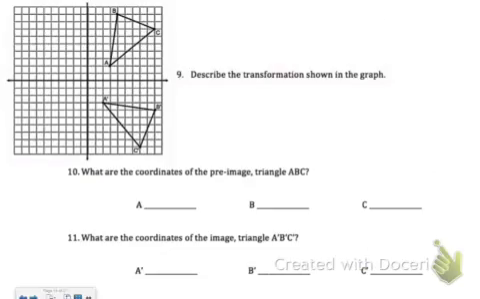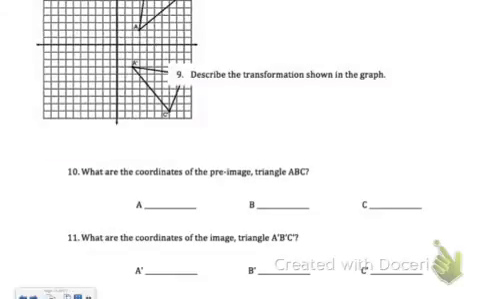Take 2 minutes to read through examples 9 through 12 and answer them to the best of your ability. When you unpause the video, we can share our answers together. So unlike number 7, which was strictly just asking what type of transformation is illustrated, number 9 wants us to be more specific. Describe the transformation shown in the graph. So, we know it's a rotation.